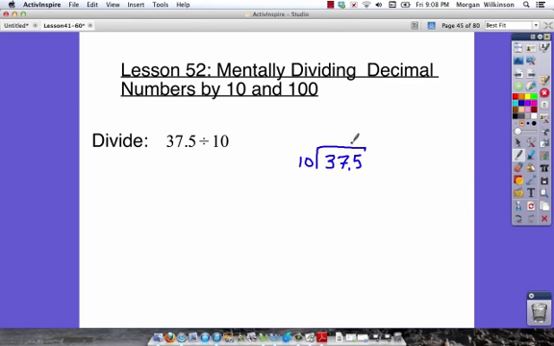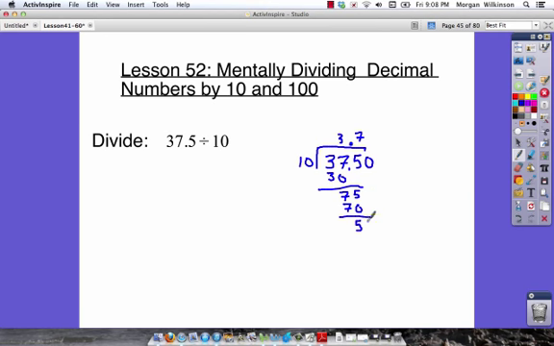Okay, the decimal point always comes straight up when we're taking a decimal number and dividing it by a whole number. So 10 is going to go into 37 3 times. We get 30 with 7 left over. Bring down the 5. 10 is going to go into 75 7 times. We get 70. Add a placeholder 0 in our hundredths spot and bring it straight down.